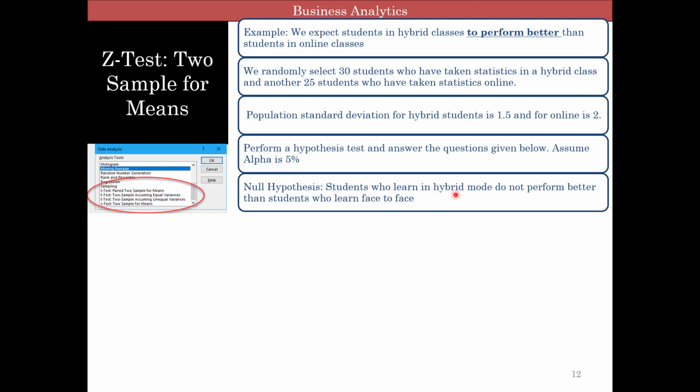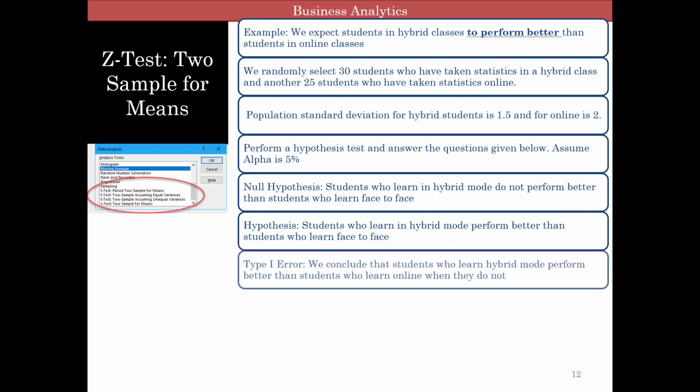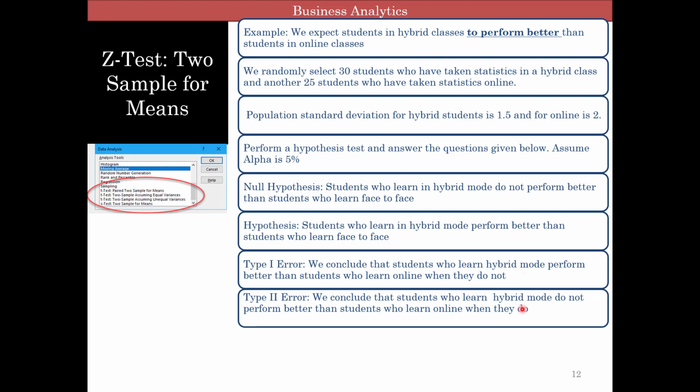Again, go through the null hypothesis. Students who learn in a hybrid mode do not perform better than students who learn online. And your hypothesis is they do perform better. Your type 1 and type 2 error are given here. You can read through them. They're pretty much the same. The pattern is the same. You conclude that your hypothesis is true when it's not. Your type 2 error, you conclude that your null hypothesis is true when actually it's not, right? So go through these two.